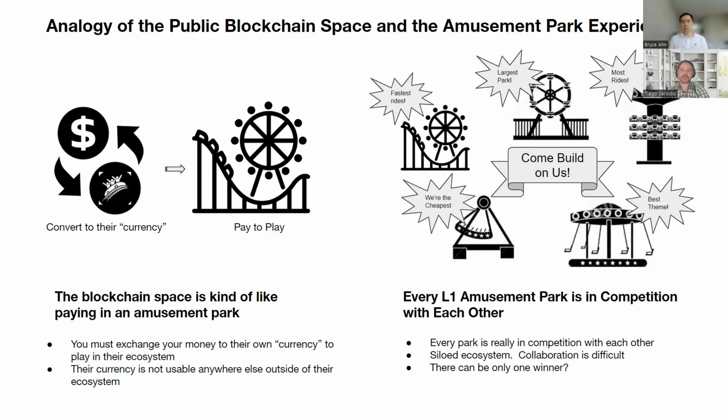And all of the L1s are basically saying, hey, we're the fastest, we're the cheapest, we're the largest ecosystem, we are the easiest to develop on, et cetera, et cetera. They're basically all saying, hey, come build on us because we're going to be the winner at the end. And so these two issues create really more competition, and there's very little room for collaboration, right? If you're in competition with each other.